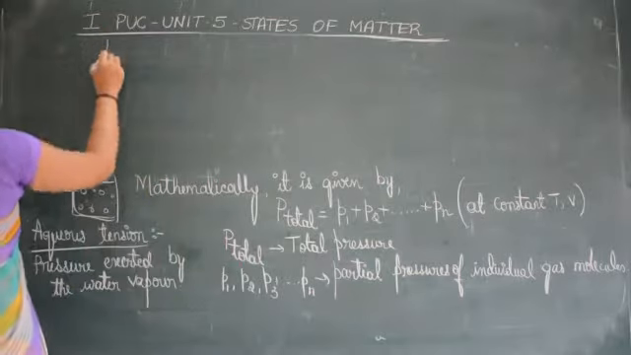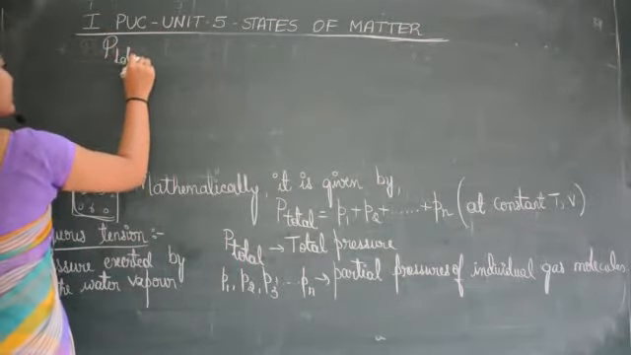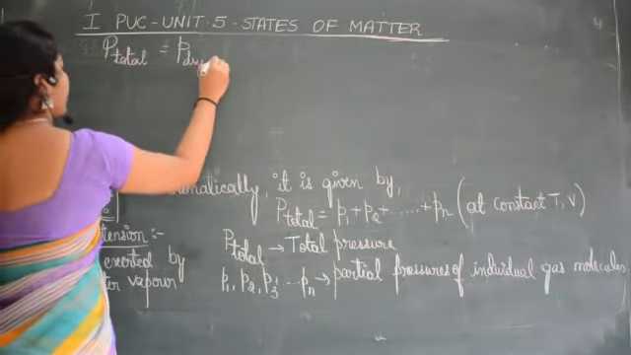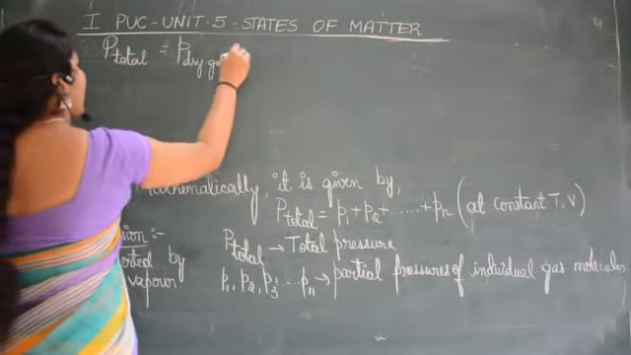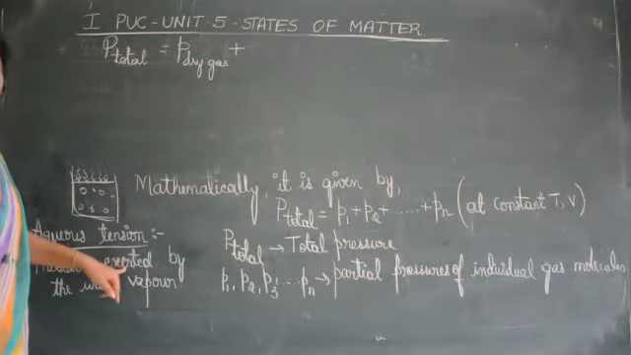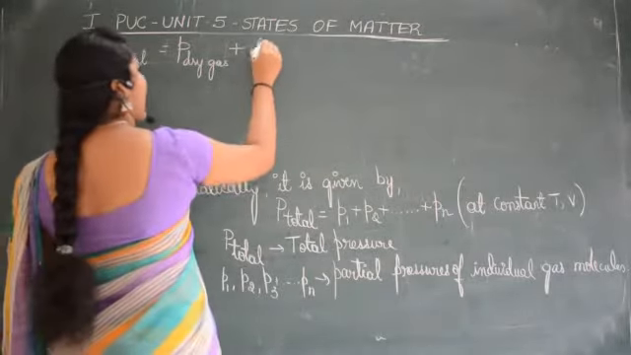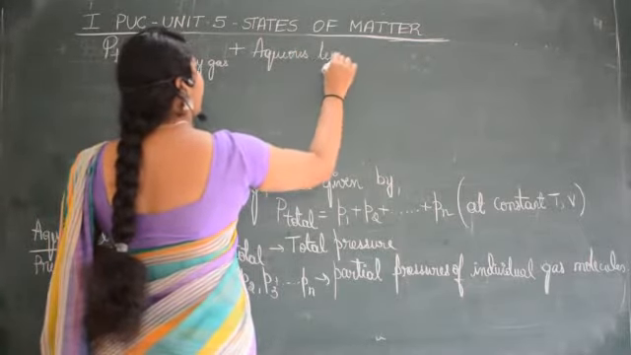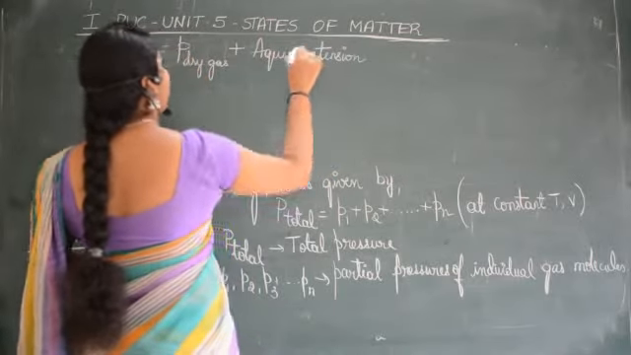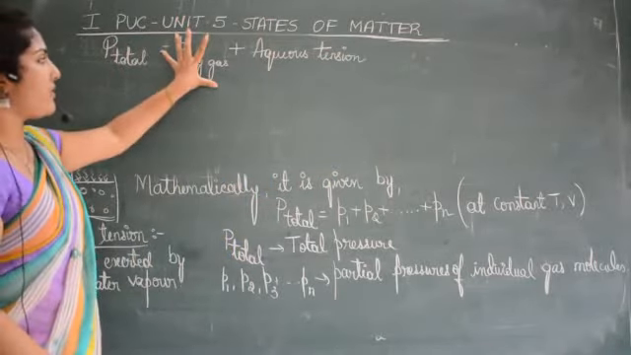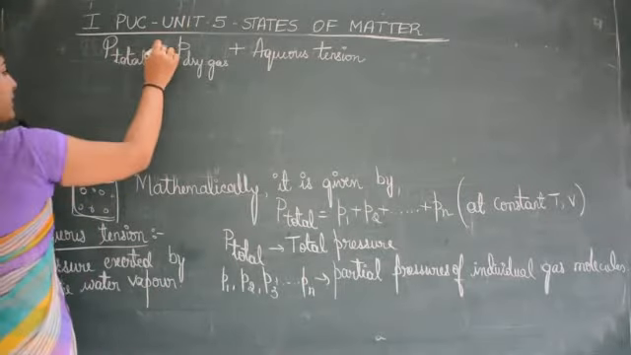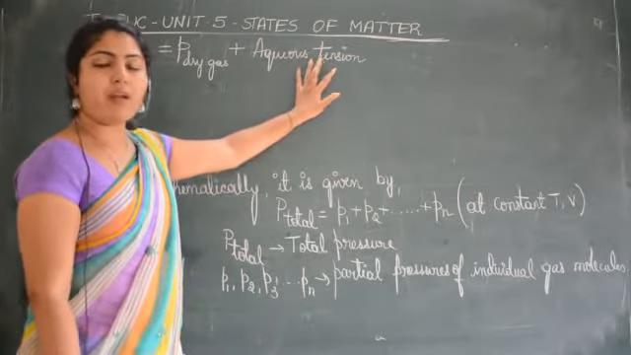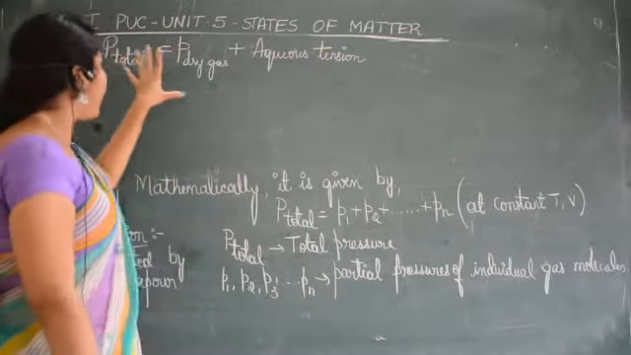So usually when we measure the total pressure of dry gas, along with that we have the pressure exerted by water vapor. What do we call it? Aqueous tension. Now what should you do if you want only the pressure of dry gas? Then you should be able to calculate aqueous tension, the pressure exerted by water vapor, and subtract that aqueous tension from the total pressure.